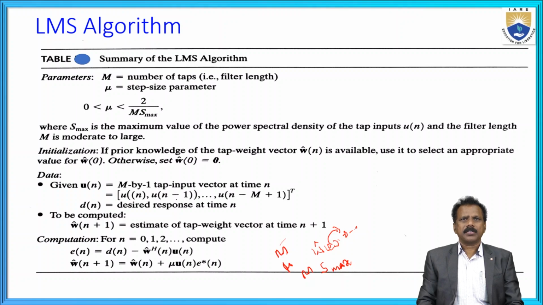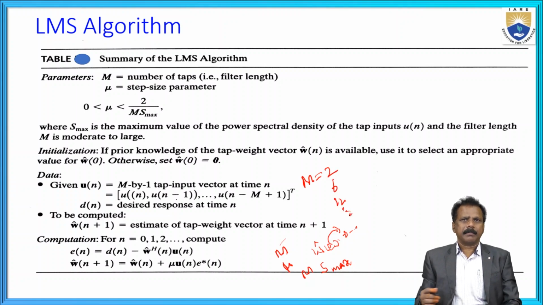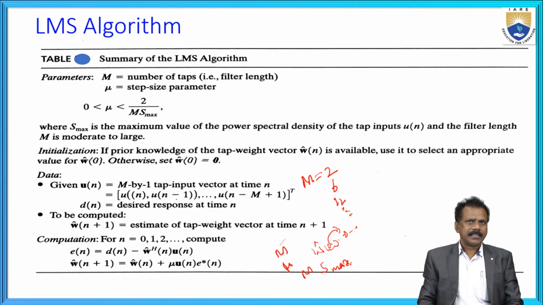The parameter m is the number of taps, that is the filter length, where m is initially 2, 6, 12 and so on. The filter length may increase. Mu is the step size parameter, where 0 is less than mu less than 2 by S maximum, where S maximum is the maximum value of the power spectral density of the tap input u of n, and the finite length m is moderate to large.